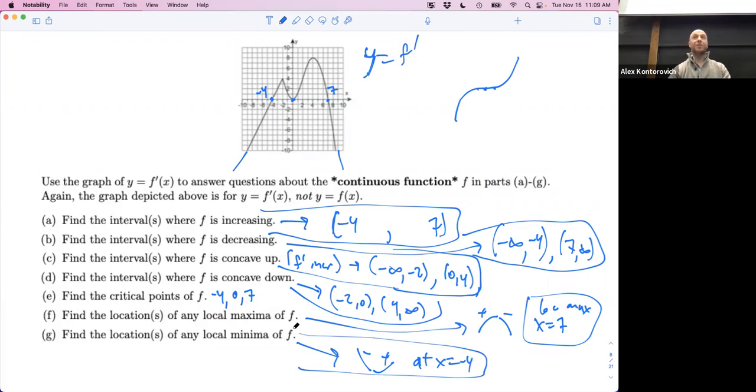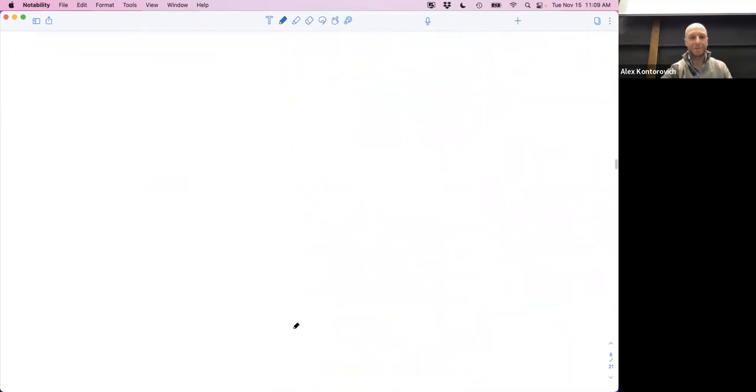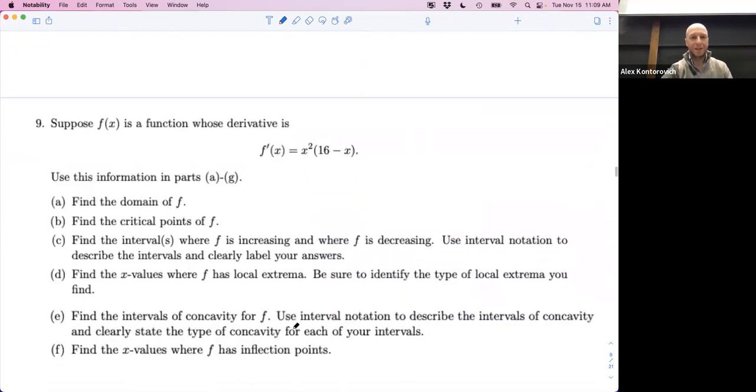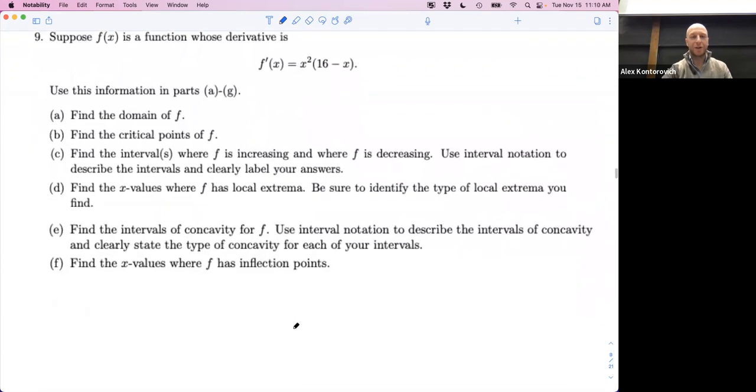Okay, any questions on this one? Make sense? Next. Number 9, suppose a function has that derivative. Well, we know about antiderivatives, but it's hard to take an antiderivative of a product like this. Let's multiply things out.